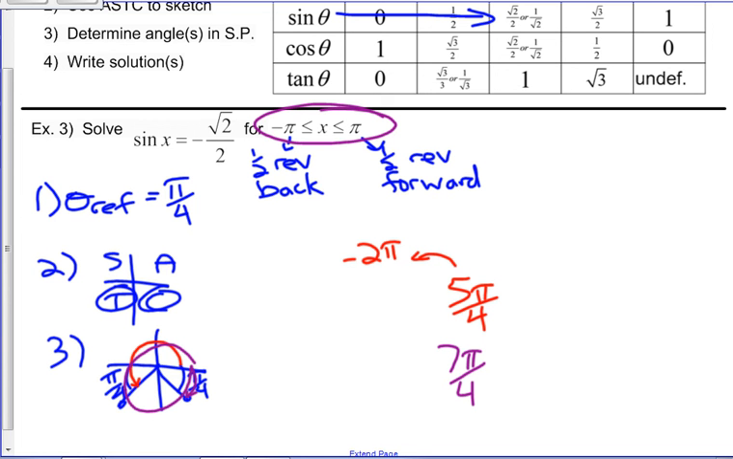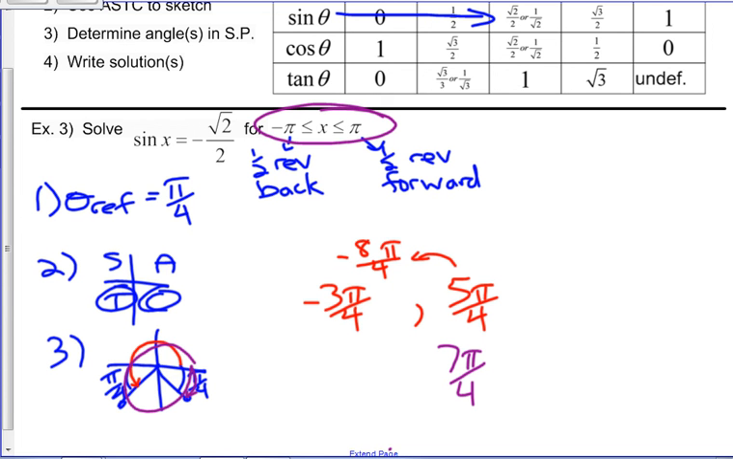So again, you're subtracting off in fractions, you need a common denominator. So just think of this instead of 2 pi as 8 pi over 4. That gives us negative 3 pi over 4. Is that within the domain? You betcha. That's a great solution.